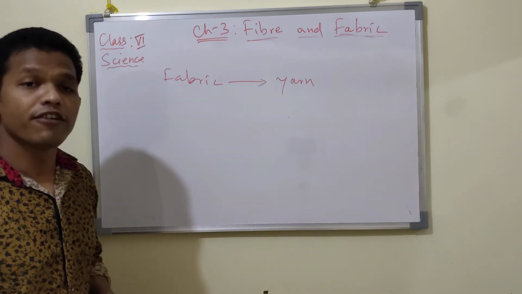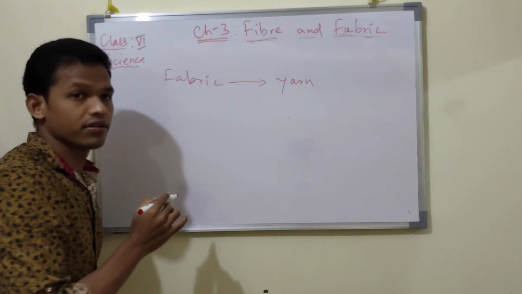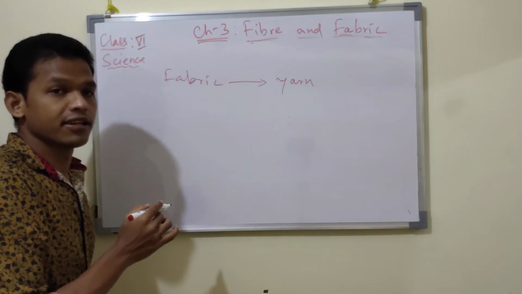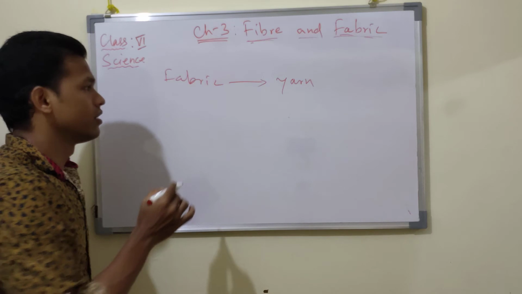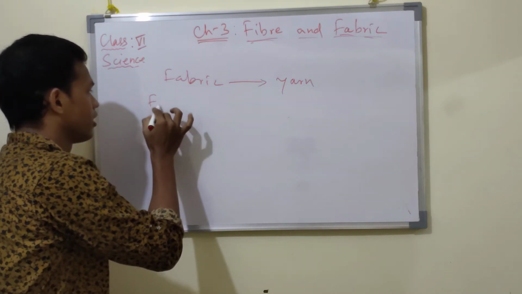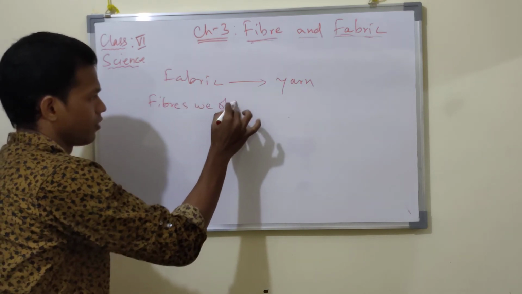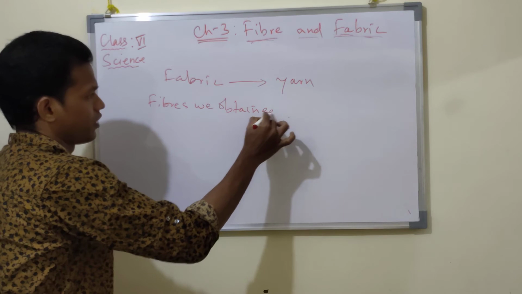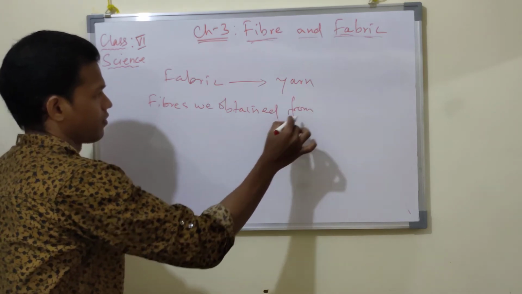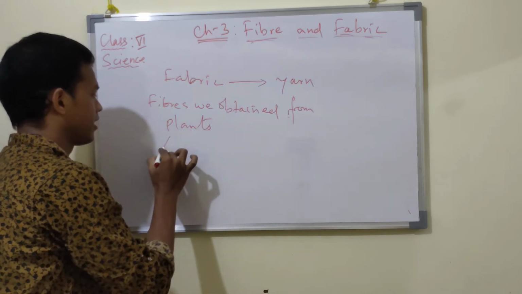Where do these fibers come from? Fibers come from plants and animals. These are the sources of fiber. Fibers we obtain from what? From plants and animals.